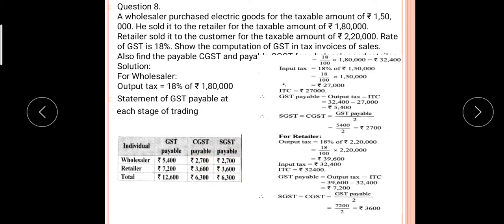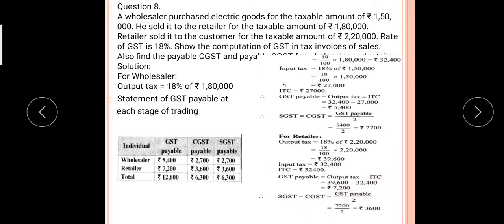Now for the retailer, here it is. At what price did he purchase? 1,80,000. And at what price does he sell? 2,20,000. Input tax is calculated on 1,80,000, and output tax is calculated on 2,20,000. So output tax for the retailer is 18% of 2,20,000, so it is 39,600. Input tax is calculated on purchasing value, that is on 1,80,000, and therefore GST payable is output tax minus input tax credit. So 39,600 minus 32,400, therefore it is 7,200.